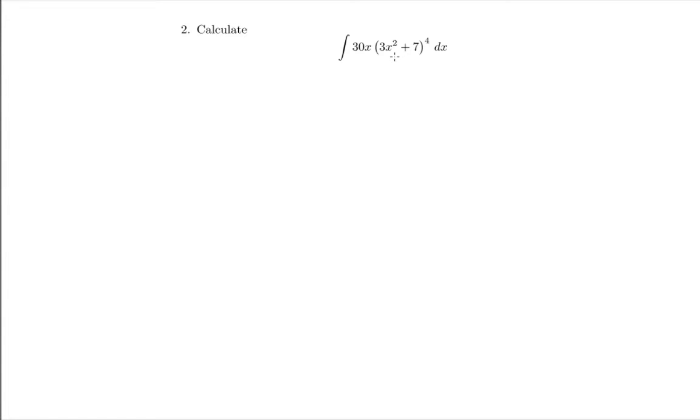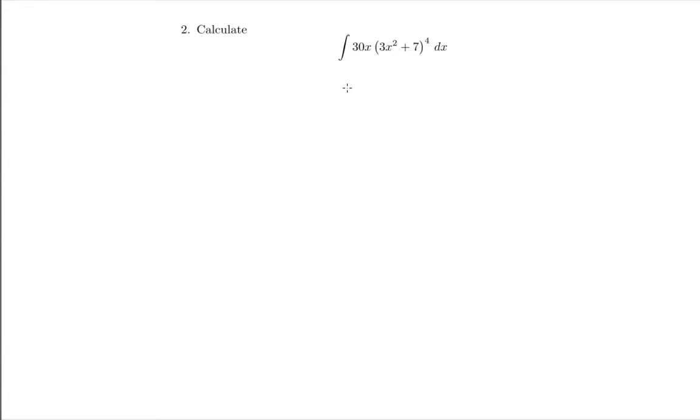method. So as always, to do the u substitution method, the first thing you want to do is figure out what you should be substituting for. What should u actually be equal to that will make your life easier? So we have a few choices here. We might choose u to be 30x. We might choose u to be 3x squared plus 7. We might choose u to be (3x squared plus 7) all to the power of 4. We could choose u to be the entire integrand.